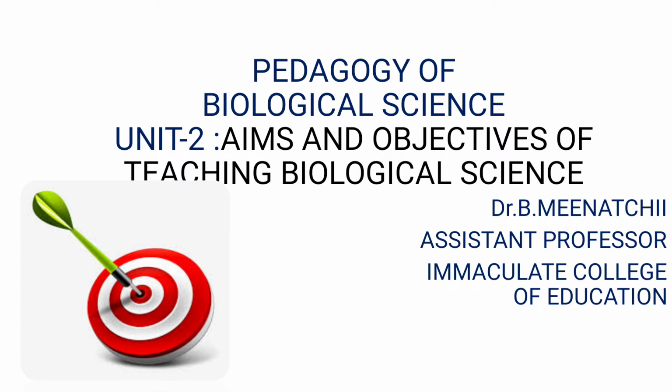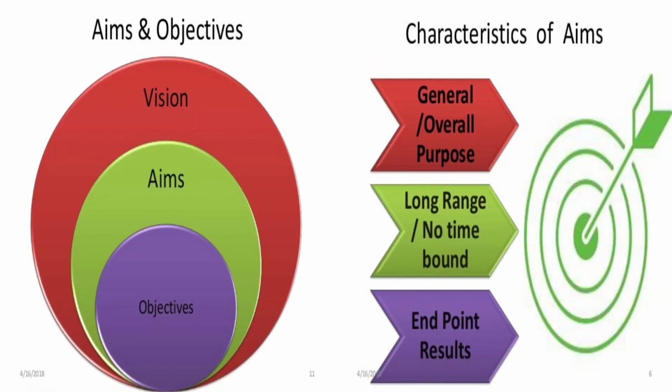As a teacher trainee, you know we have certain aims in our life and objectives are short term. These are measurable and achievable. Let's see them in detail now. You can see in this picture what is the relationship between aims and objectives is depicted here. You can see objectives are very small, short term, they are measurable.